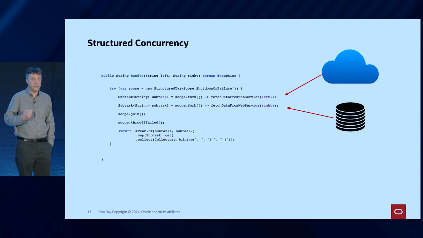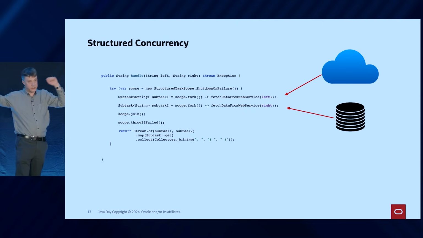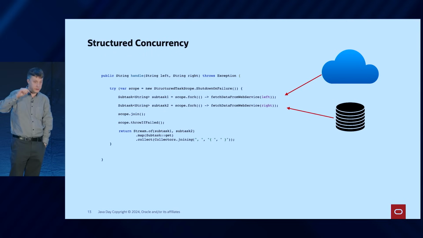In this case, it's short circuiting when we get a failure or an exception. So I open my structured task scope, fork, and when I do join, the join completes when either all of the subtasks have completed, or in this case, the policy is shutdown on failure, where one of the subtasks fails. So I've gone to my database, I've gone to my web service, they're executing concurrently. If one of those things were to fail, then the join wakes up, we do our throw if failed, we get our exception thrown, and the other subtask is canceled.